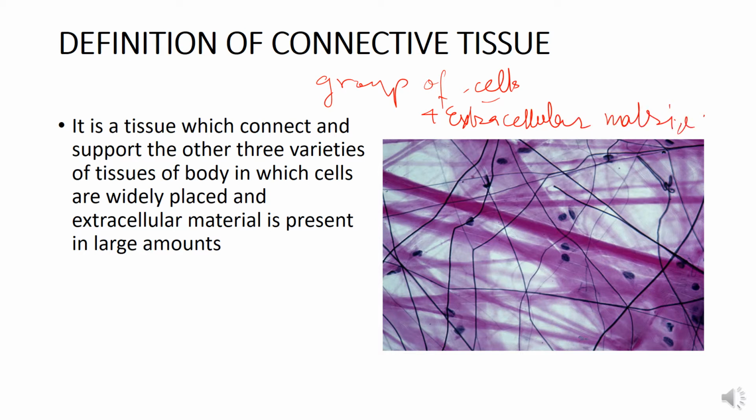So it is a tissue which connects and supports the other 3 varieties of the tissues in the body, in which cells are widely placed and the extracellular matrix is present in large amounts. So this is very necessary. The definition: it is a tissue in which the cells are widely placed and the extracellular material is present in large amounts, and it connects and supports the other 3 varieties of the tissue.